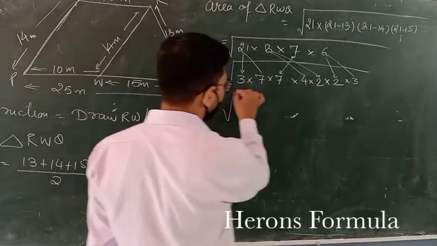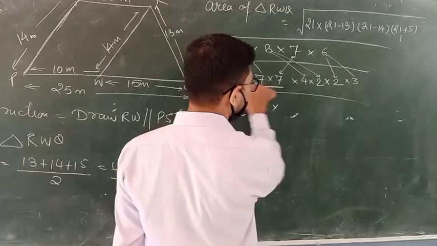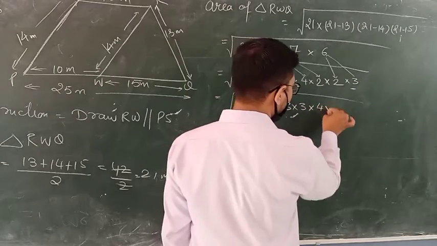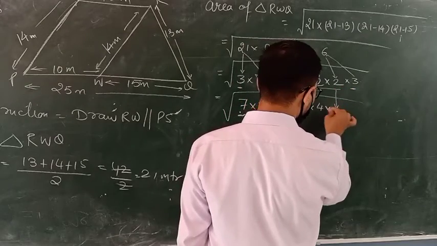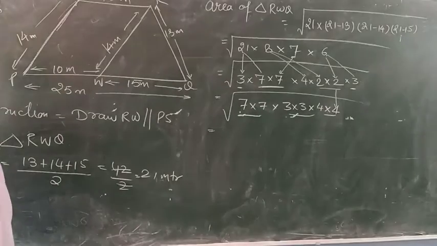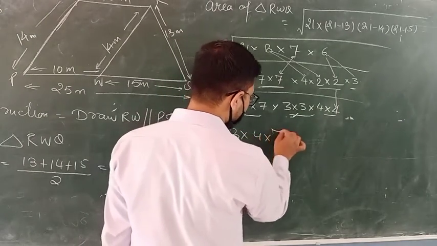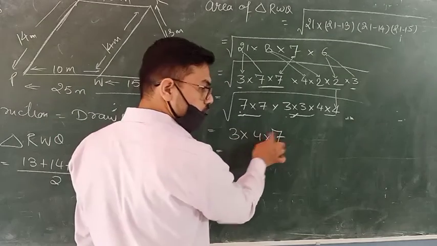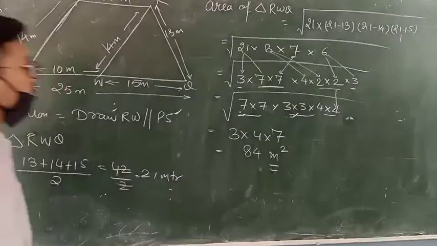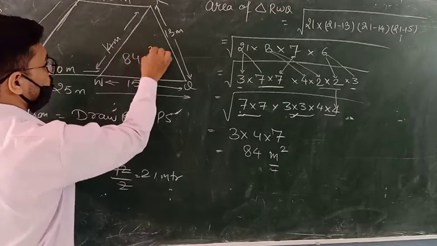Now 7 7, one pair, 3 and 3 is another pair. 4 as it is and 2 2s are 4. So now I have 3 pairs. One is of 3, other is of 4 and third one is of 7. So now can I take 3, 4 and 7 out of this square root? 3 4s are 12, 12 7s are 84 meter square. So this is the area of this triangle RWQ. This is 84 meter square.